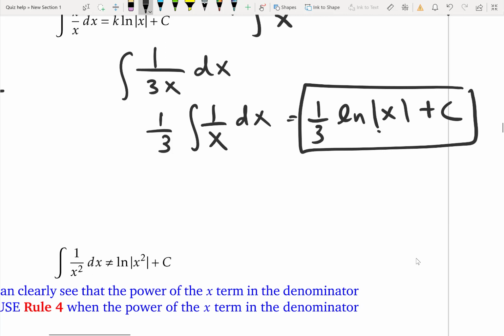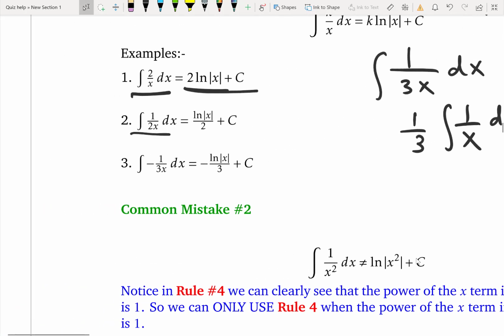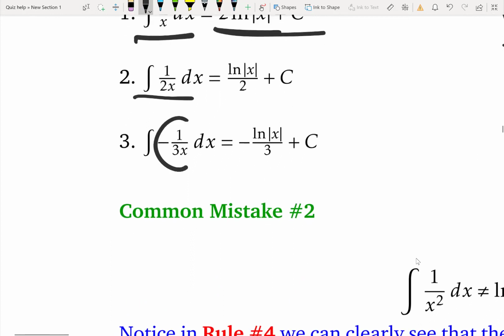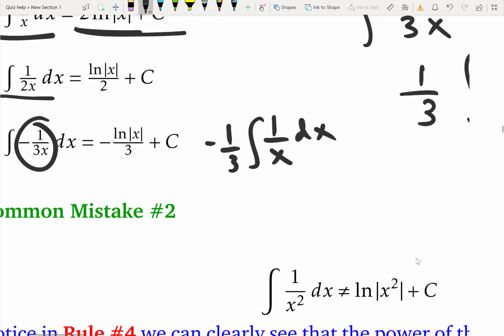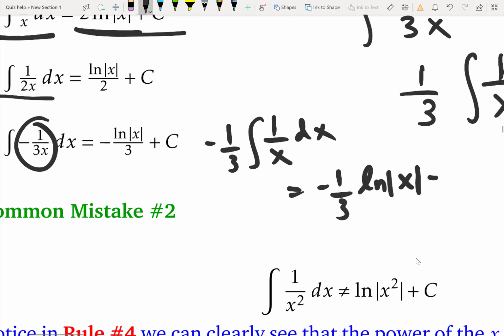Okay, now why absolute value of x? Because natural log is not defined when x is negative or when x is 0. So x cannot be a negative number, so that is why we have absolute value. Absolute value of x is always positive, so you are taking natural log of a positive number. Okay, so how about if you have negative 1 over 3x? Well, we can pull out negative 1 over 3 out of the integral, then you will be integrating 1 over x with respect to x. So if you integrate that, you get negative 1 over 3 natural log x plus c.